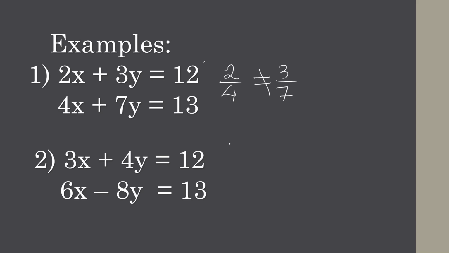Here the second one, 3 by 6 and 4 by minus 8. So we have 1 by 2 and minus 1 by 2, that is not equal. Again, this system has a single solution, consistent and intersecting lines.